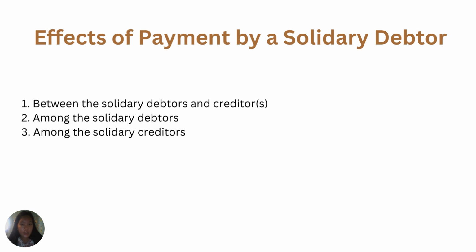The receiving creditor is jointly liable to the others for their corresponding shares. Okay?